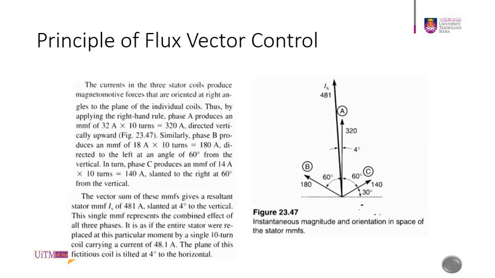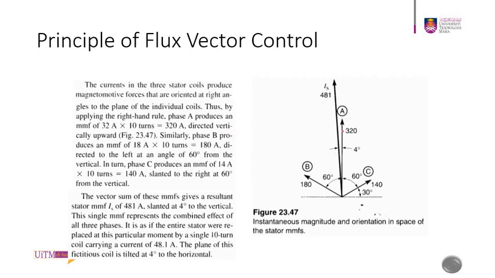And this comes to the calculation of the vector. The current in the three stator coils produces a magnetomotive force that is oriented at right angles to the plane of the individual coils, by applying the right hand rule. For example, phase A produces an MMF of 32 amps times the number of turns in the coil in the stator, so it sums to 320 amps, directed vertically up.